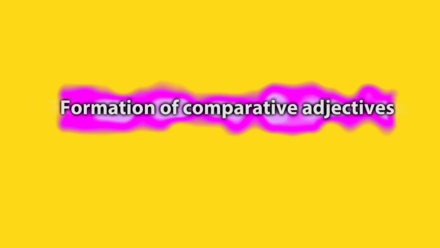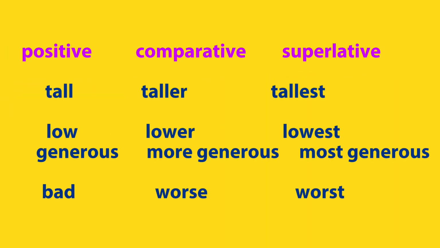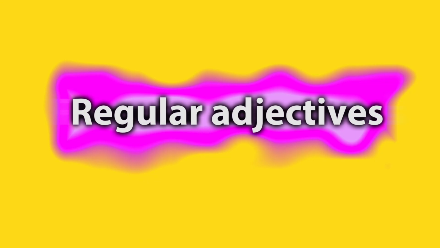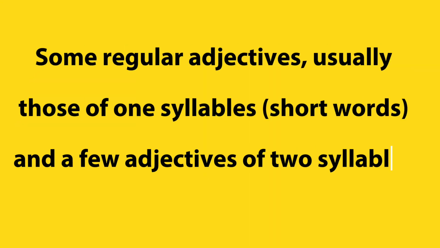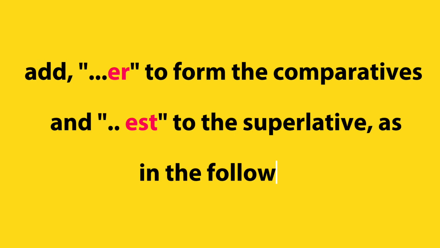Formation of comparative adjectives. Have a look at the formations clearly. Positive, comparative, superlative: tall, taller, tallest; low, lower, lowest; generous, more generous, most generous; bad, worse, worst. Regular adjectives. Some regular adjectives, usually those of 1 syllable, short words, and a few adjectives of 2 syllables, add er to form the comparative and est to the superlative, as in the following examples.